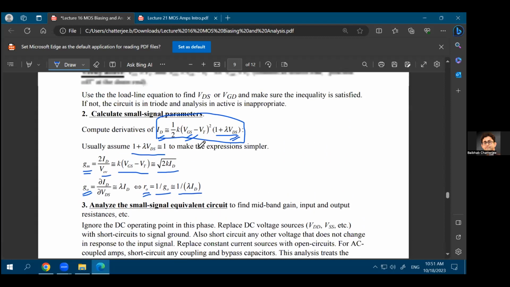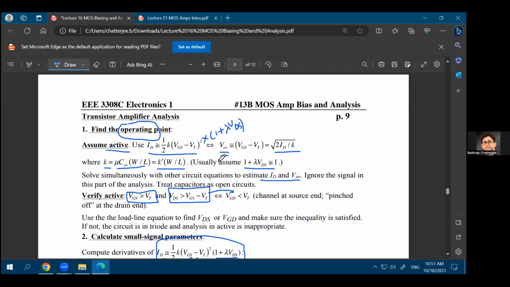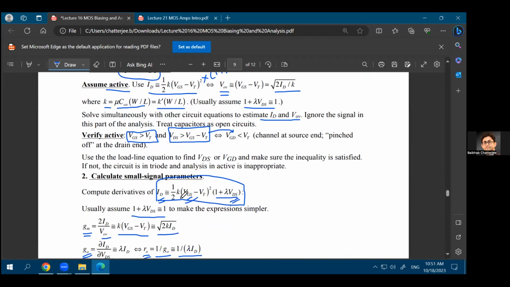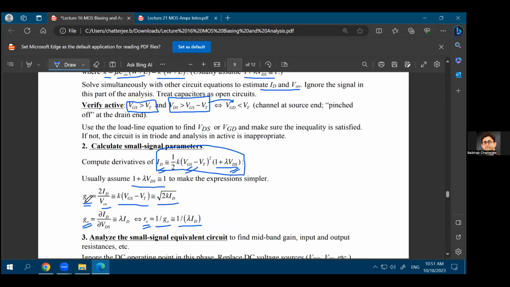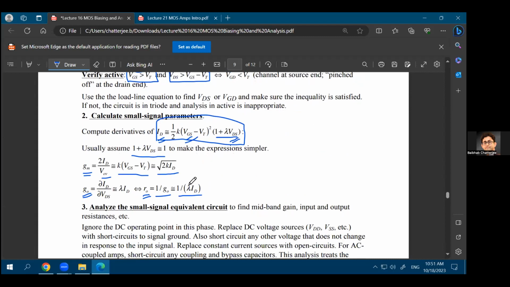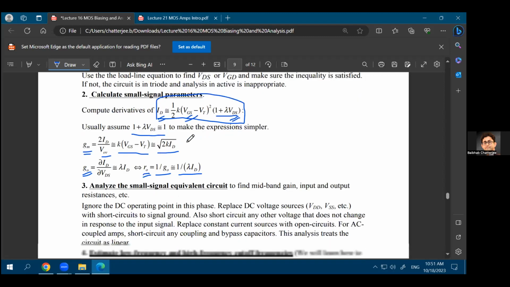At this point, you have a very good idea about where your transistor is biased: what is your VGS, what is your VDS, what is your V overdrive, what is the current flowing through the device, what is the transconductance of the device, and what is the output conductance or the output resistance of the device. So you have all the different properties that are needed to analyze any kind of transistor-based circuit. These are the equations that we'll be using to analyze any kind of transistor-based circuit.